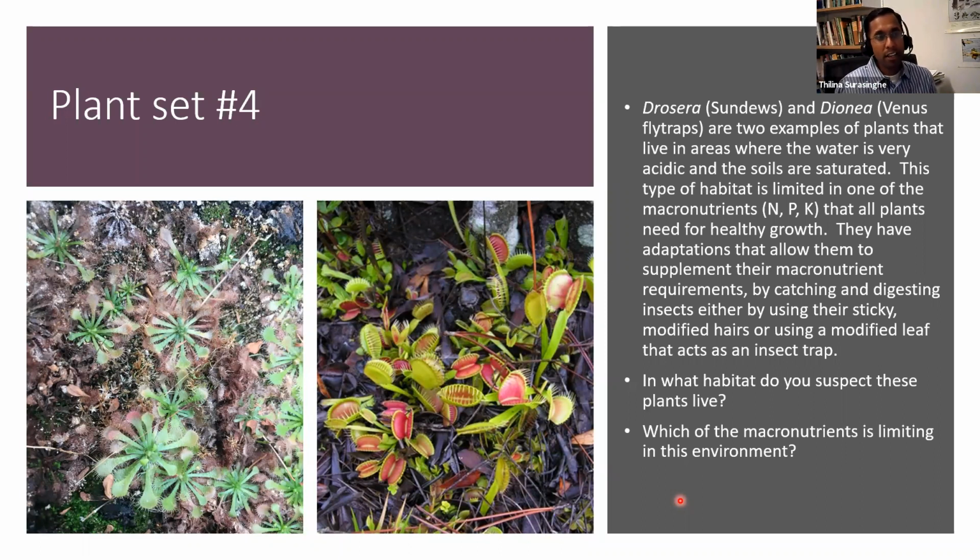They have adaptations that allow them to supplement their nutritional requirements by being carnivorous, by catching and digesting insects, right? And sometimes, like sundew, they actually secrete a sticky substance and the insects get trapped in that. Or they have modified leaves, like in the fly trap, right? Sundew actually, like here, if you look closely, the edge of the leaf has glands that secrete a sticky substance. So the insect gets trapped in there.